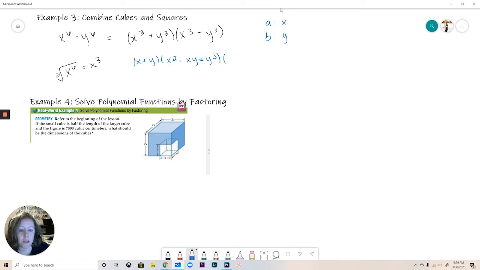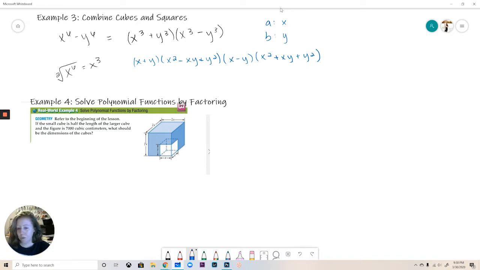And then I'm going to break this one up into x minus y times x squared plus xy plus y squared. That's a fun one right there. And that's all we need to do because there's nothing in common. I know it looks kind of like a mess. Doesn't help that my handwriting's kind of garbage right now, but that's how you break down the x to the 6th minus y to the 6th.